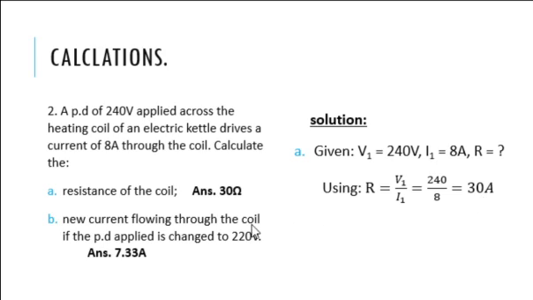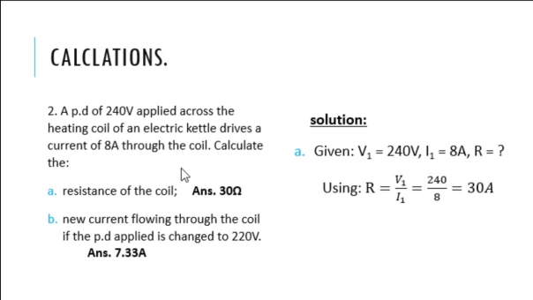Now in the second question, what if the voltage, the PD, is changed from 240 volts to 220 volts? What is going to be the current?